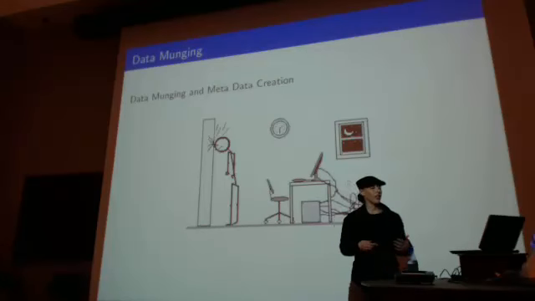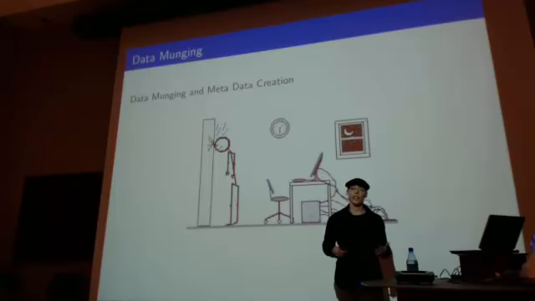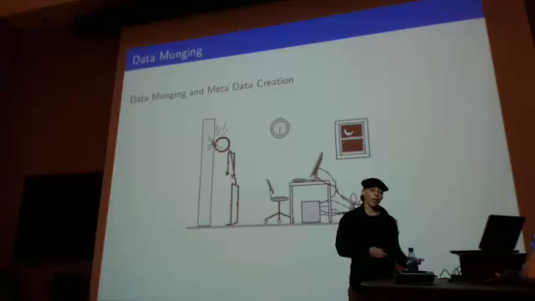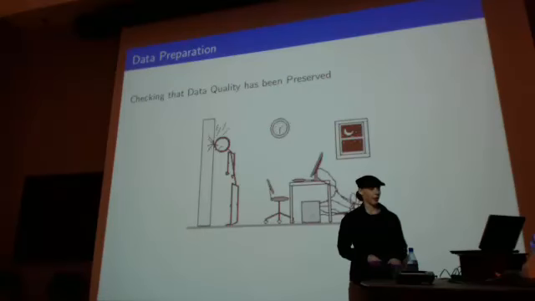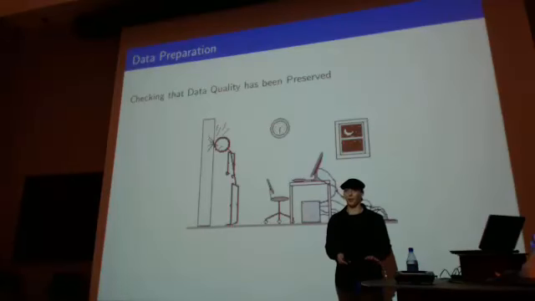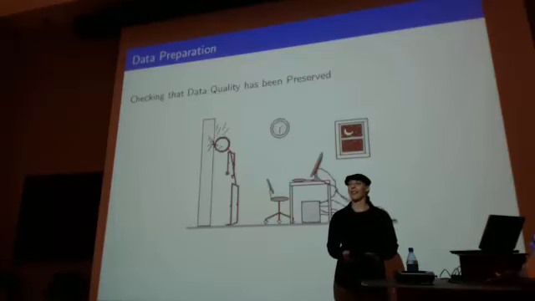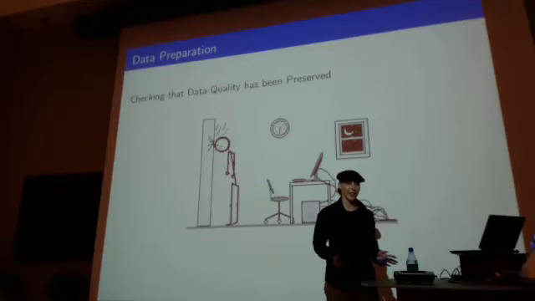And thinking about that. So a lot of it's art, a lot of it's creativity, a lot of it's domain knowledge, where you think about what you have and what else you can get from it. And then you start checking data quality, make sure it's been preserved, make sure you haven't done something math magical.